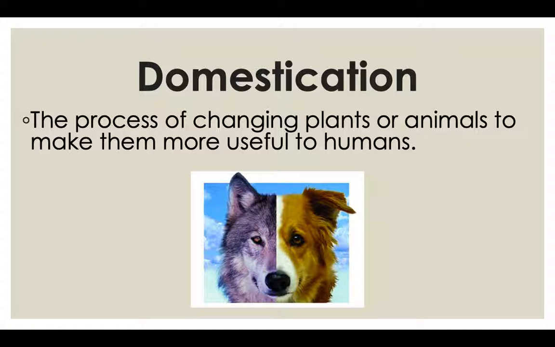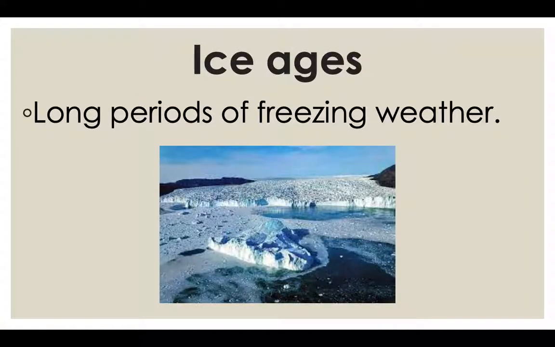Domestication is the process of changing plants or animals to make them more useful to humans. So this picture here shows a wolf split with a dog, and dogs are an animal that have been domesticated over thousands of years. They were once just wolves, and now we've mixed them in so many ways. We have lots of different dog breeds. Ice ages are long periods of freezing weather.